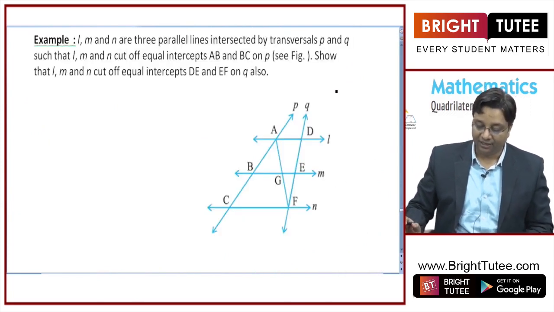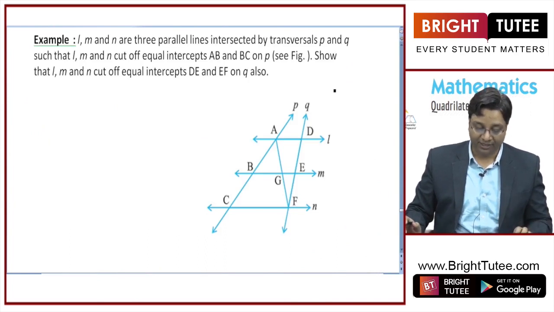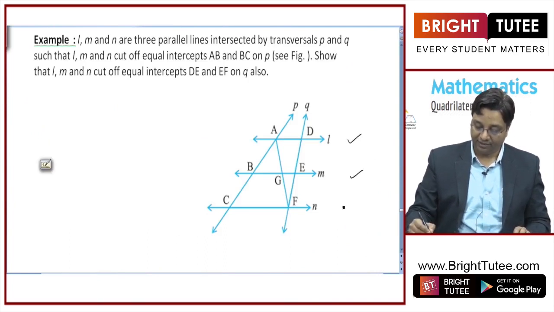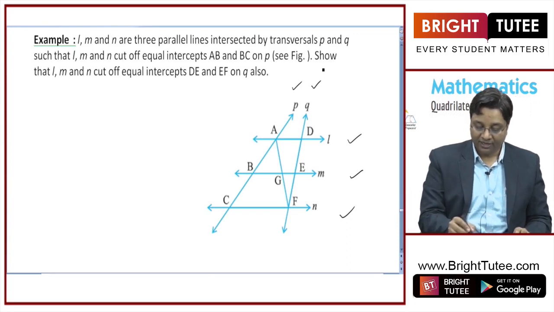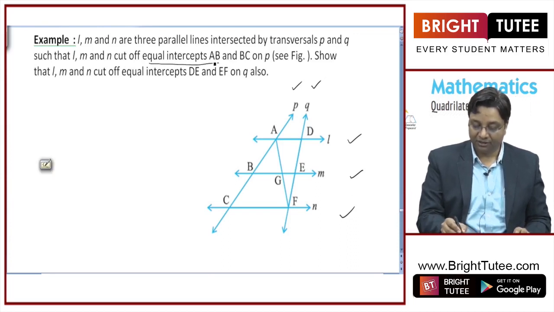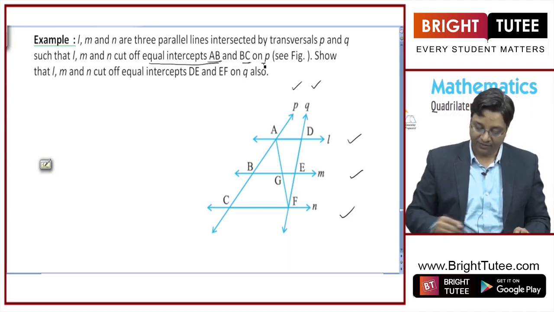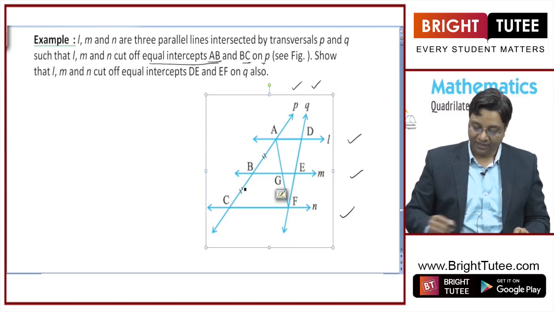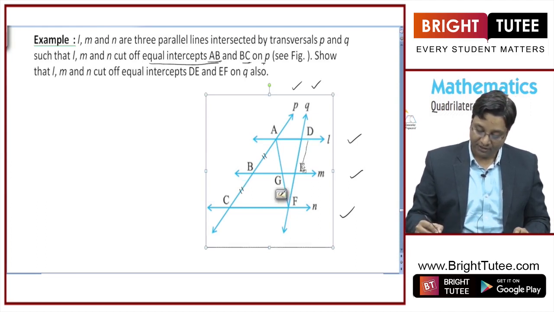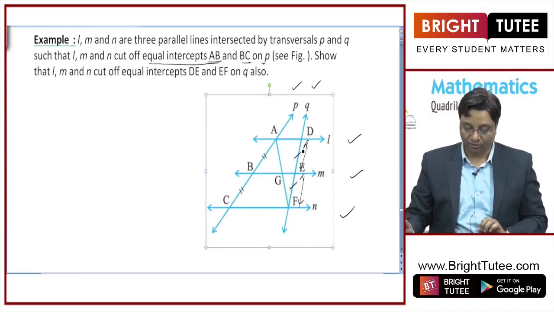L, M, N are three parallel lines intersected by transversals P and Q. So these are lines L, M, N and these are transversals. Show that L, M, N cut off equal intercepts DE and EF on Q also if they have cut equal intercepts AB and BC on P. So what is given is that AB is equal to BC, and we need to show that DE is equal to EF. This is what we need to show.